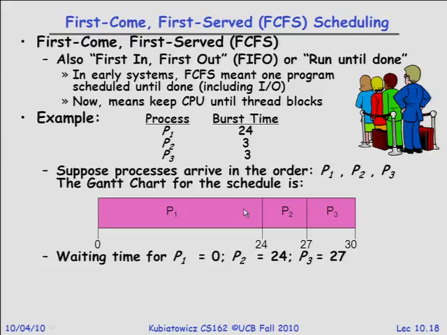So what's the average completion time? Well, the average waiting time here for everybody: P1 waits 0, P2 waits 24, P3 waits 27. The average over 3 is about 17. So what we've got here is an average waiting time of 17.